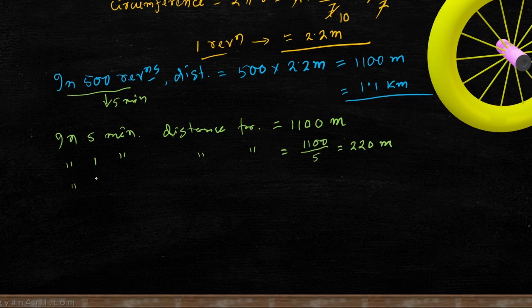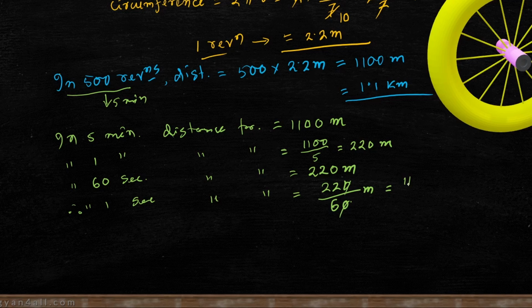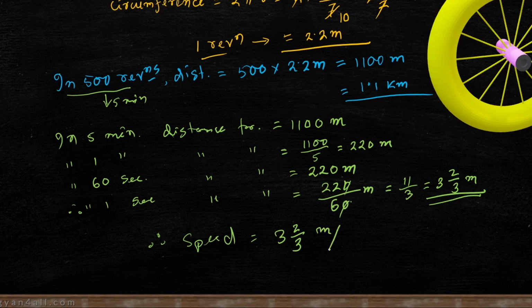Now 1 minute means 60 seconds. In 60 seconds, distance traveled is the same, 220 meter. Therefore, in 1 second, distance traveled is equal to 220 divided by 60 meter, and that is equal to 11 by 3 meter, you can write it in fraction also. This much meter in 1 second, therefore speed is equal to 11 by 3 meter per second. This is the speed of the car in meter per second.